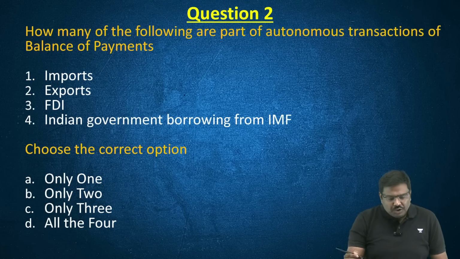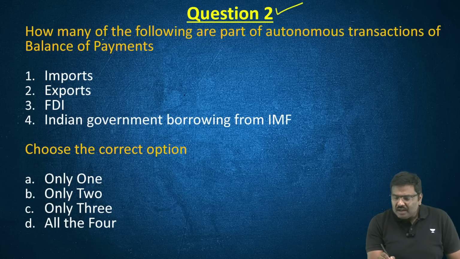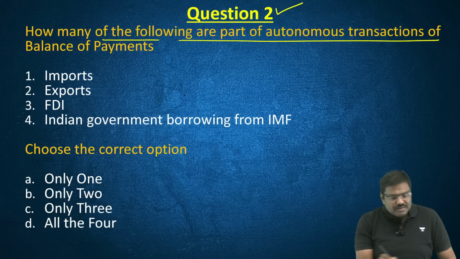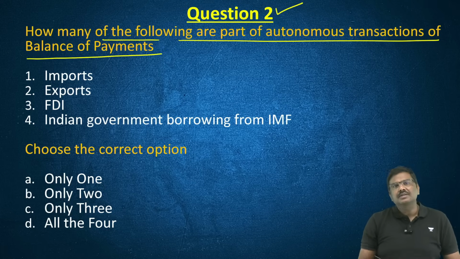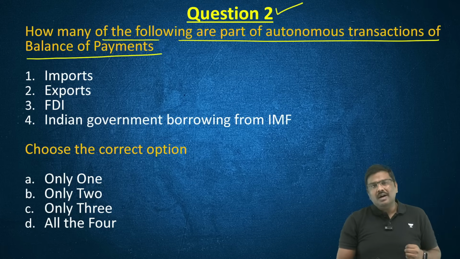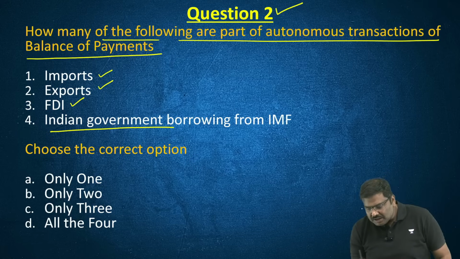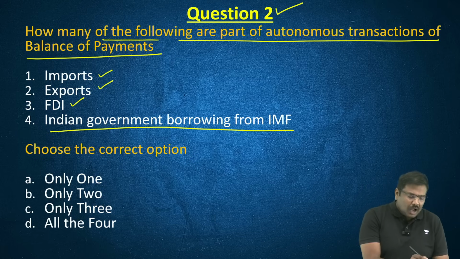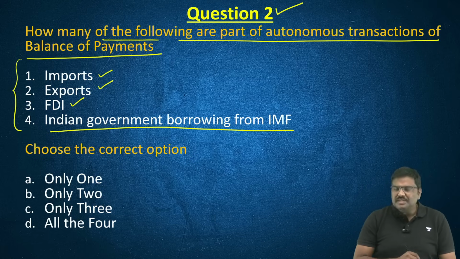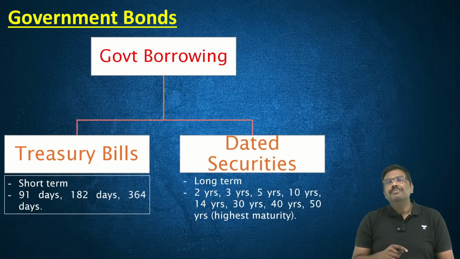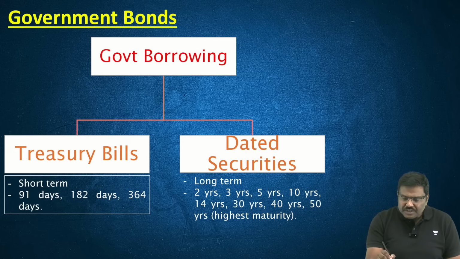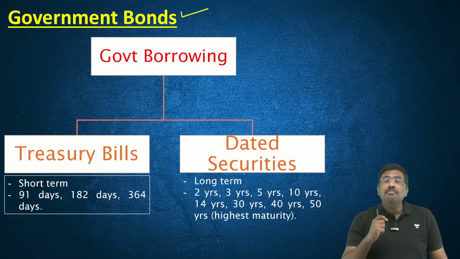Now question number 2: how many of the following are part of the autonomous transactions of balance of payments? I have given you four examples here: exports, imports, FDI, and Indian government borrowing from the IMF. How many of these are autonomous in nature? Do let me know. Now let me go to the next concept, Government of India bonds.